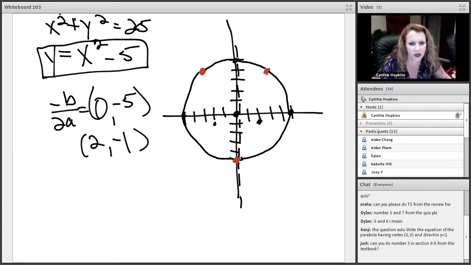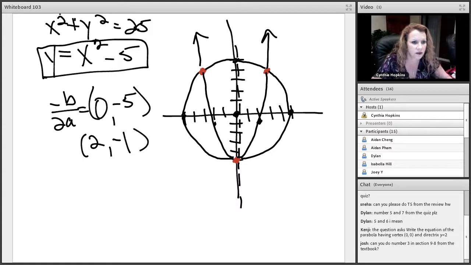And so now I'm ready to graph a pretty accurate parabola, and you can see that it makes sense, that it's going to truly intersect with those 3 red points. And that's the graph that confirms that these 3 points are my points of intersection. Okay, very good. Okay, let's see. That was Josh's question.